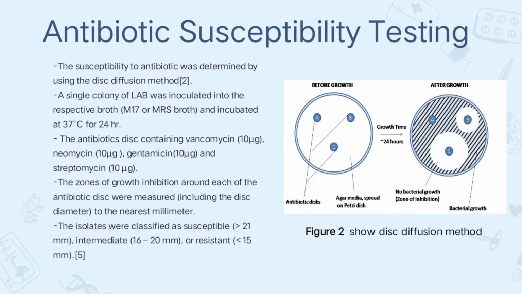For the antibiotic susceptibility testing, the method used was the disc diffusion method. A single colony of the lactic acid bacteria was inoculated into the respective broth and incubated at 37 degrees Celsius for 24 hours. The antibiotics tested were vancomycin, neomycin, gentamicin, and streptomycin. The zone of growth inhibition around each of the antibiotic discs was measured, including the disc diameter, and classified as susceptible, intermediate, or resistant respectively.